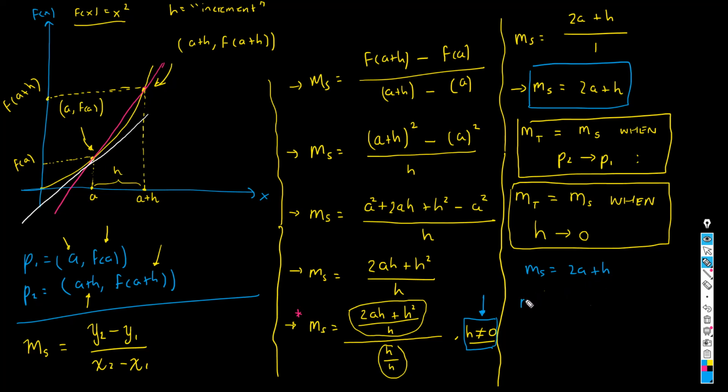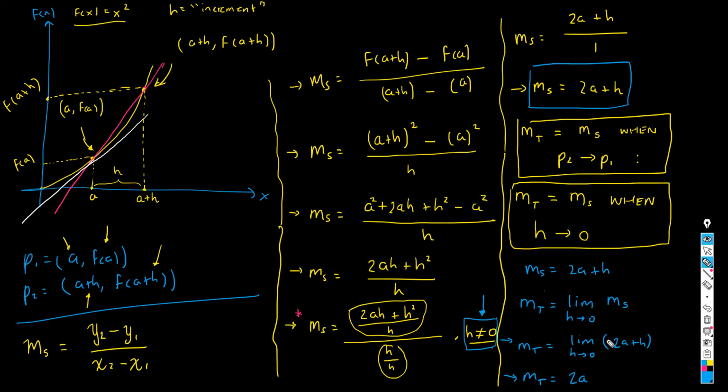In other words, we can write the following: the slope of the tangent line is equal to the limit as h approaches 0 of the slope of the second line. Or in other words, the slope of the tangent line is equal to the limit as h approaches 0 of ms. What is ms? Solve of this, 2a plus h. Or in other words, the slope of the tangent line is equal to 2a.